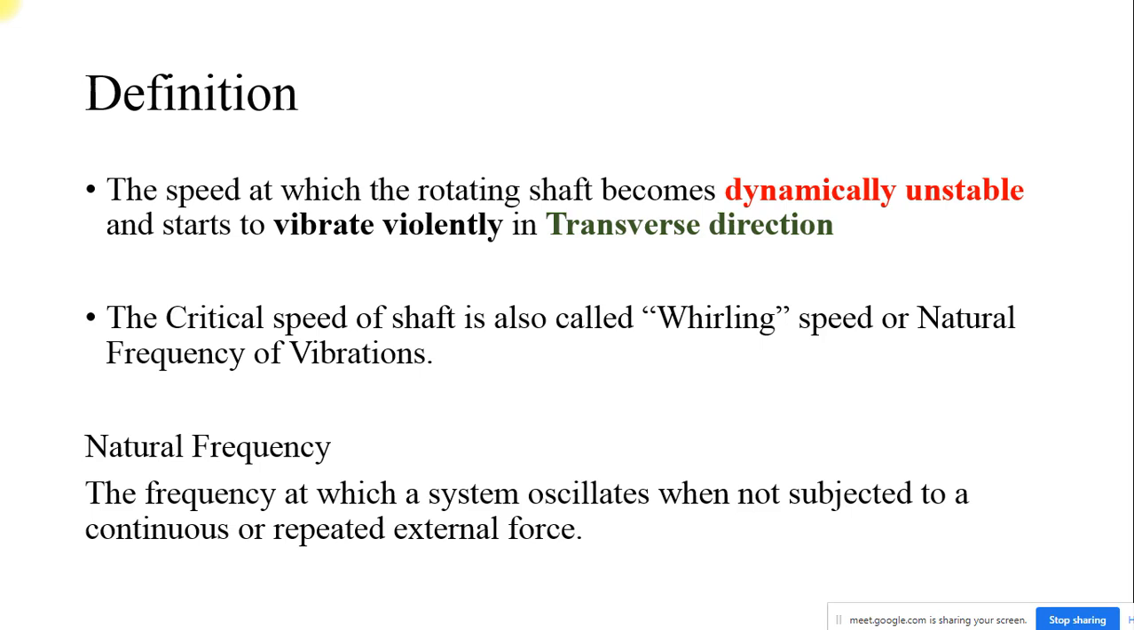So such a thing is called the critical speed. The critical speed of the shaft is called the whirling speed or the natural frequency of vibration. I hope you have studied this natural frequency maybe in your kinematics of machinery or dynamics of machinery. I just want to recollect what natural frequency is: the frequency at which a system oscillates when not subject to a continuous or repeated external force.